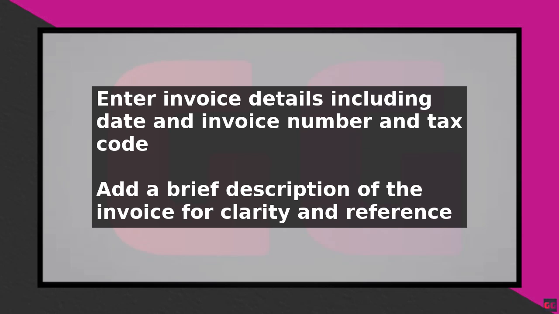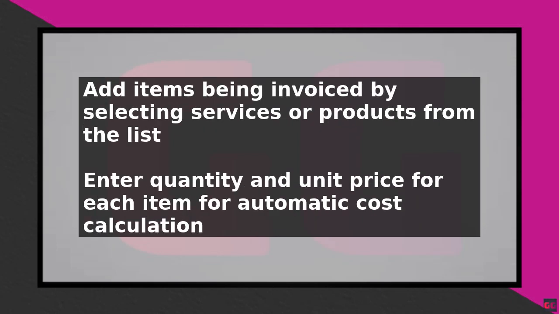Now, add the items being invoiced by selecting the relevant services or products from your list. You can also add new items if necessary. Enter the quantity and unit price for each item, and MYOB will automatically calculate the total cost.